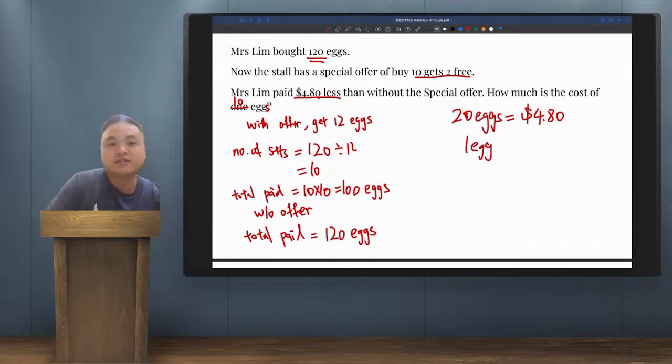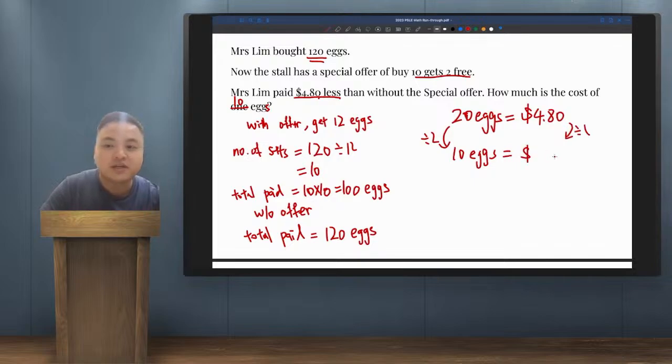Since the question asks you to calculate 10 eggs, then I don't need to find what is 1 egg. Since 10 is a factor of 20, I can just calculate 10 eggs by dividing this by 2. You will get $2.40. So this divided by 2. Alright. So anyone got this question correct?